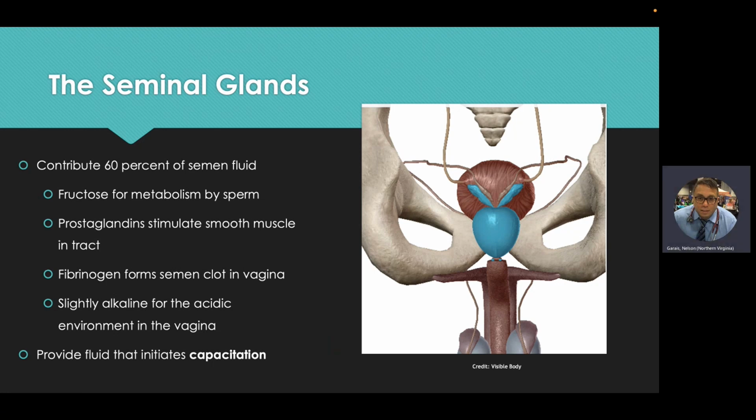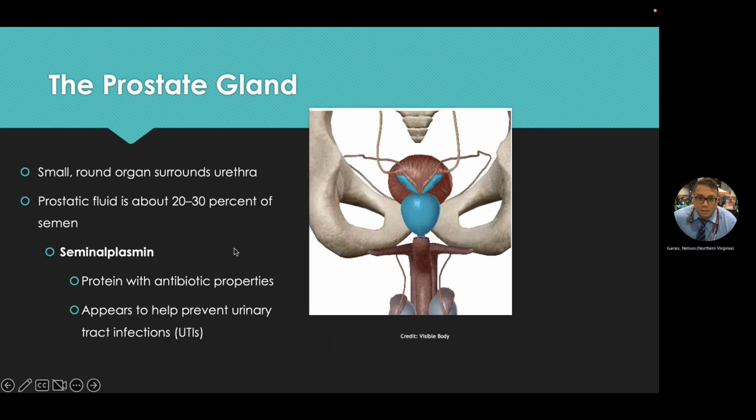Fibrinogen, semen clot, and vagina, nice to know. Slightly alkaline. So this seminal fluid coming from your prostate and your seminal vesicles comes out just a little bit alkaline or basic, and it makes sense because the vaginal canal is a little bit on the acidic side. Plasmin, protein, nice to know.